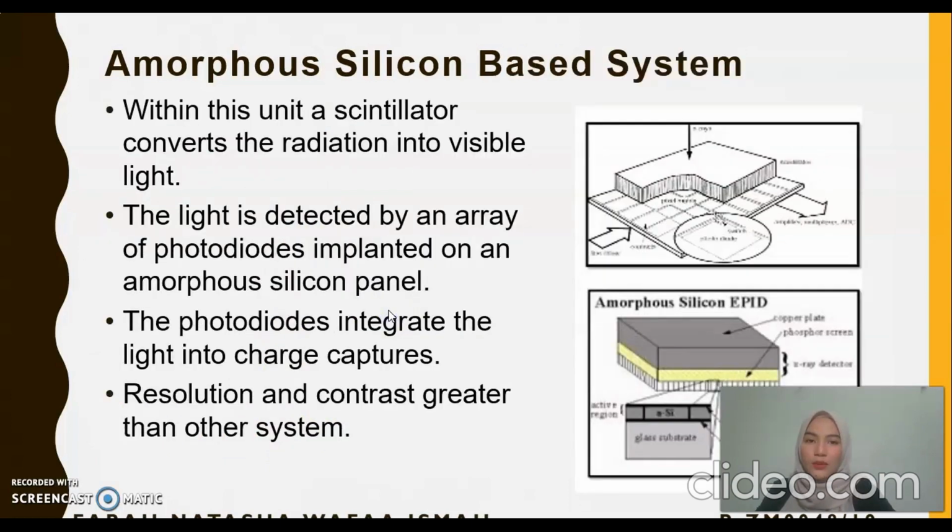Amorphous silicon based system: within this unit, a scintillator converts the radiation into visible light. The light is detected by an array of photodiodes implanted on an amorphous silicon panel. The photodiodes later integrate the light into charge captures. So for the amorphous silicon-based system, resolution and contrast are greater than other systems.